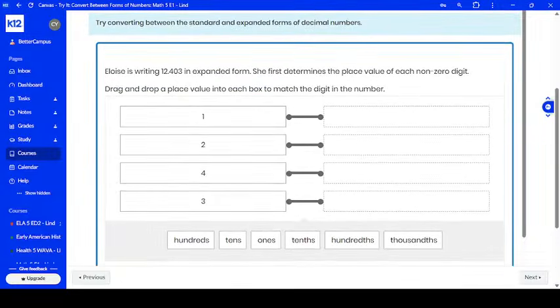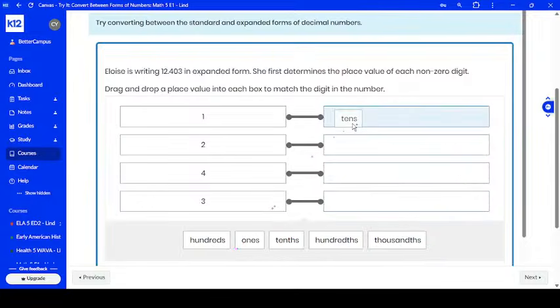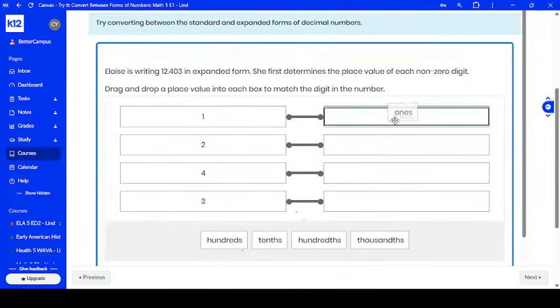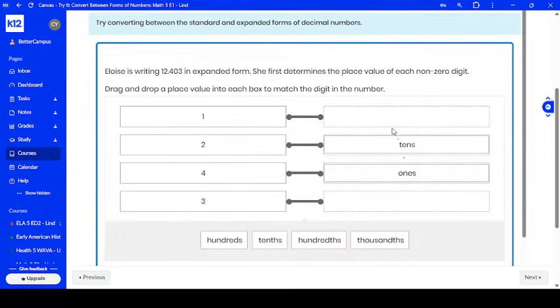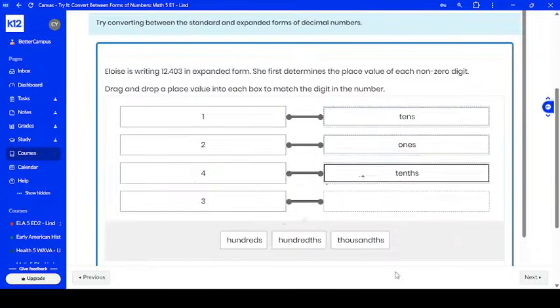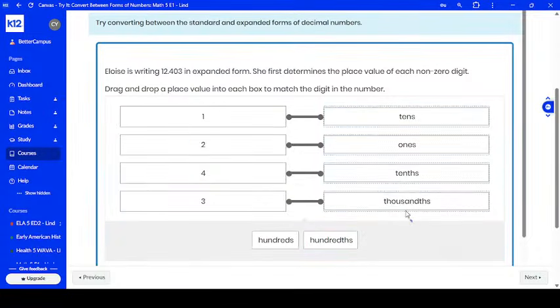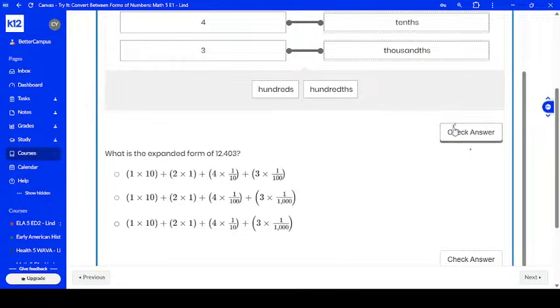Okay, the 1 is the 10. And then switch, and then go like that. And that's the tenths, and that's the 1,000. 10,000, yeah.